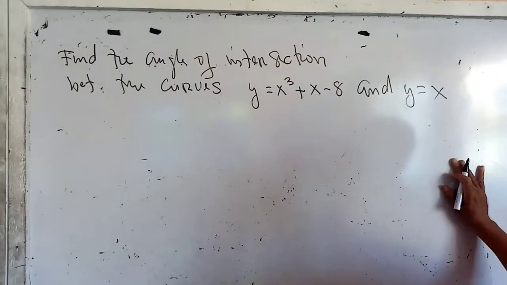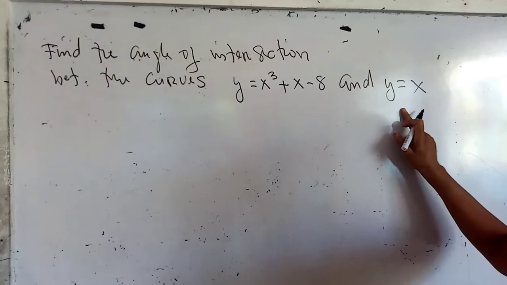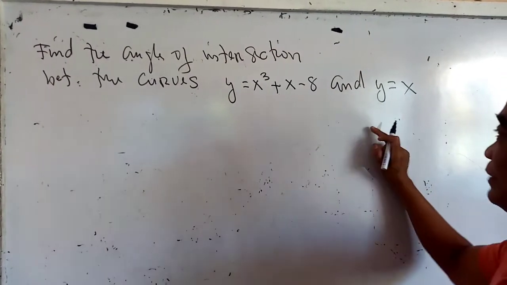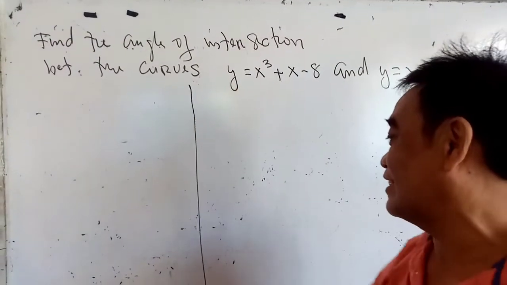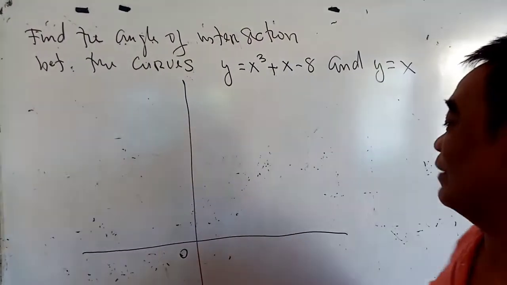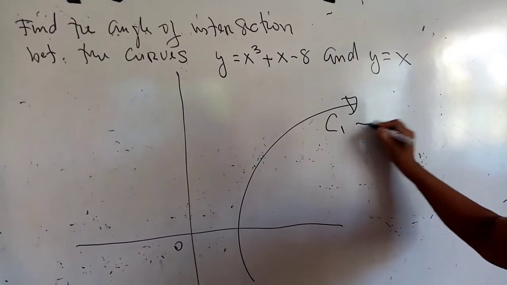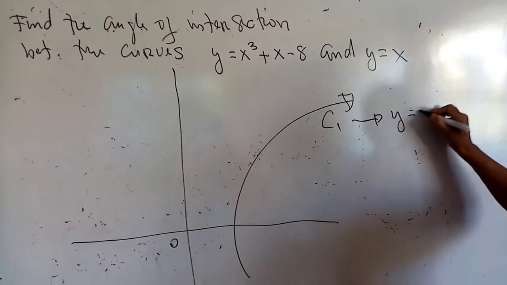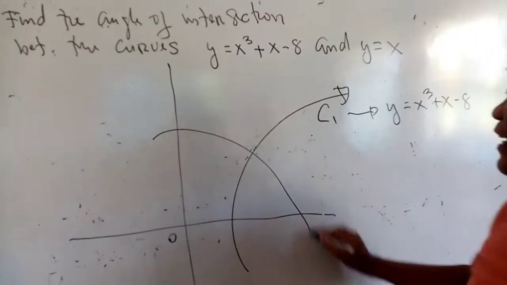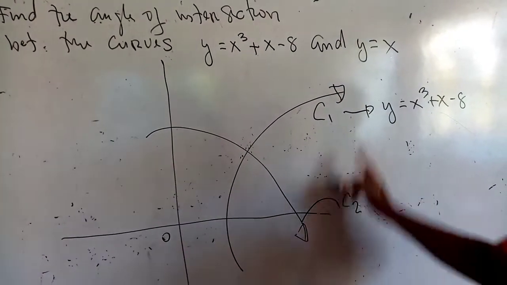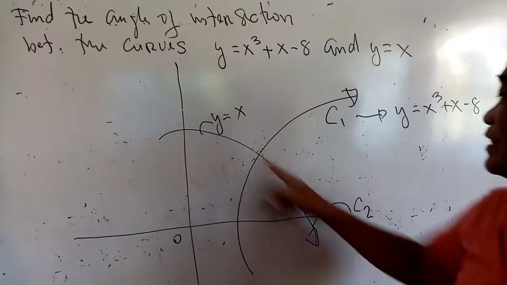Next problem, regarding the angle of intersection between curve 1 and curve 2. You cannot derive the angle of intersection between these two curves unless we analyze them in our rectangular coordinate system again. Supposing that this is our curve 1, representing, let's say, y = x³ + x - a. Assuming that this is your curve 2, that would be y = x. If you graph this one, it will be a straight line.